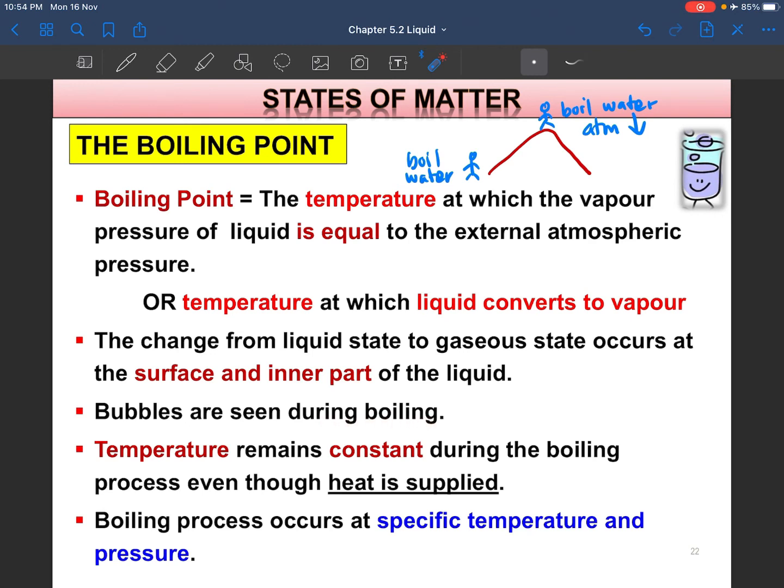Yes, okay. And then temperature remain constant during boiling process even though the heat is supplied. Okay, so once kita dah capai boiling point, temperature tu akan remain constant je 100 degree Celsius for water, dia tak naik dah. Okay, so boiling process occur at specific temperature and pressure.